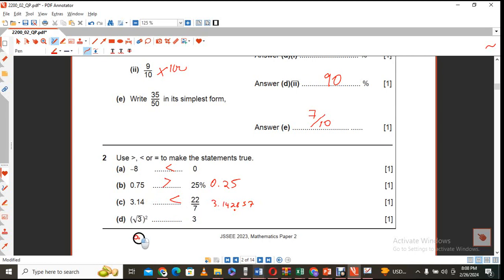Here's the thing, this is 9 and that's 3. In fact, let me just come back to correct this. This is also the same. It's 3 because the square root and the square, they cancel. So these two are equal.